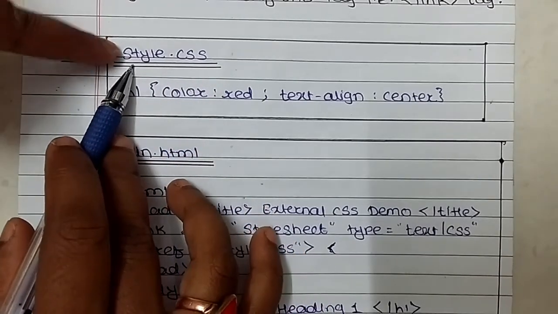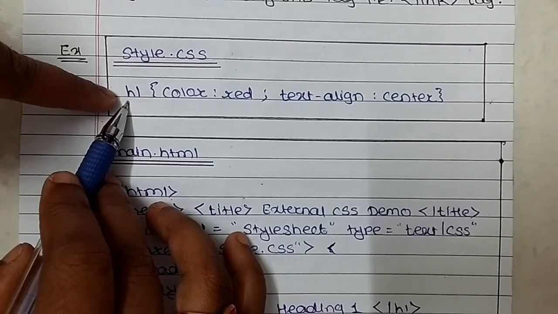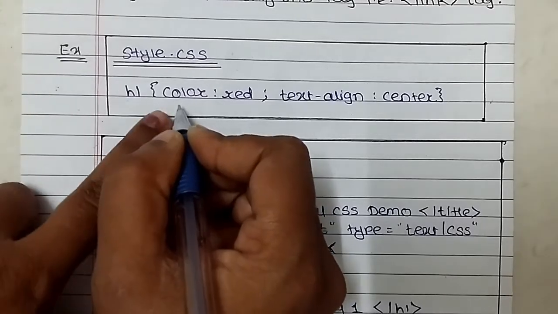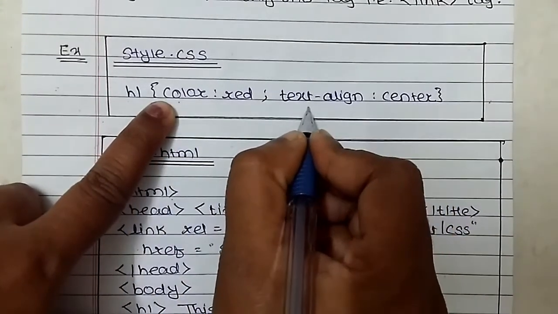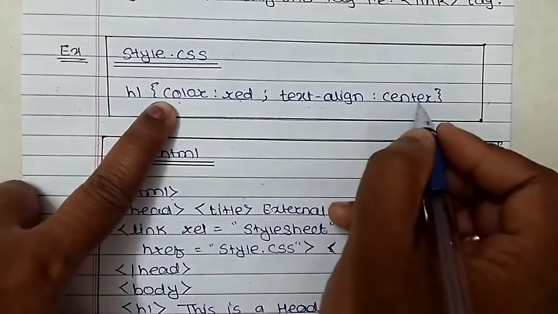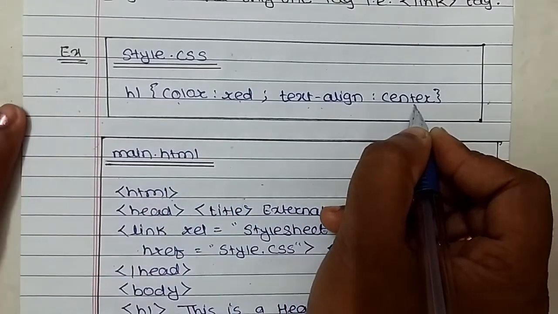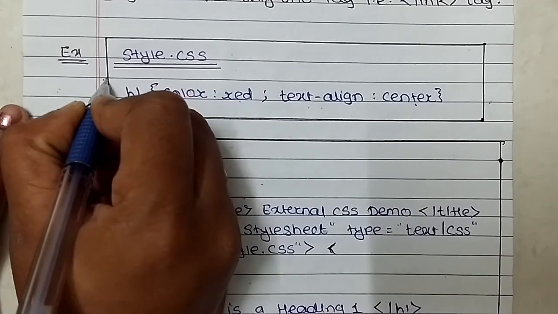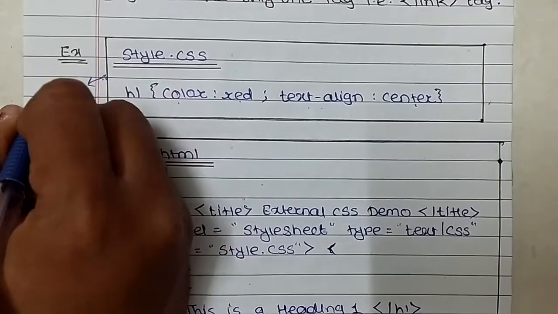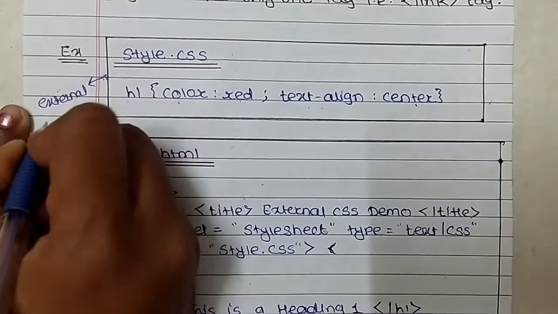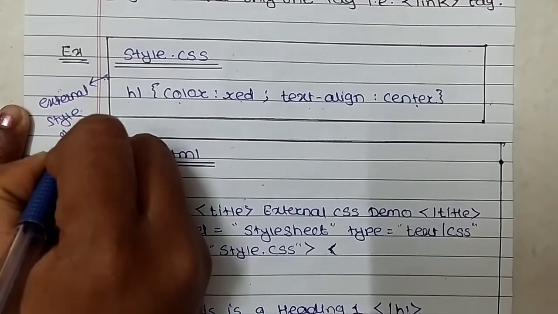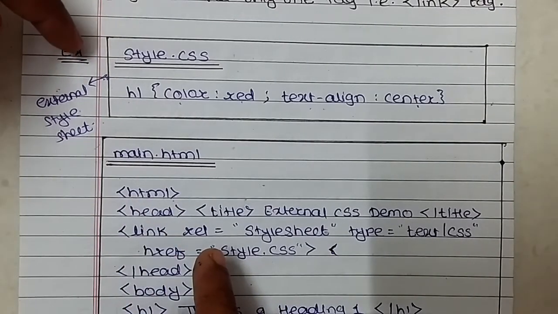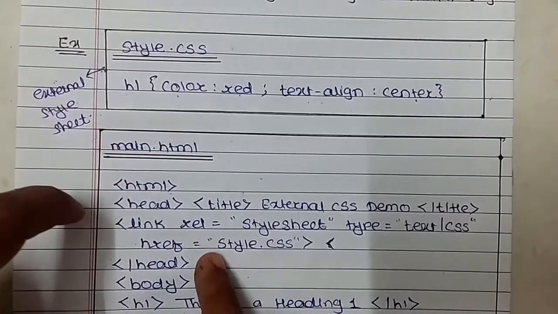My file name is style.css. In that file, the element we want to style is the h1 tag, heading 1, and I have to use two properties, color and text-align. Color is red, and text-align is center. This is the external style sheet file, created externally, and we want to use this file in my program here.